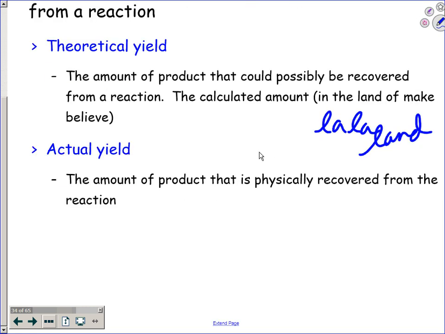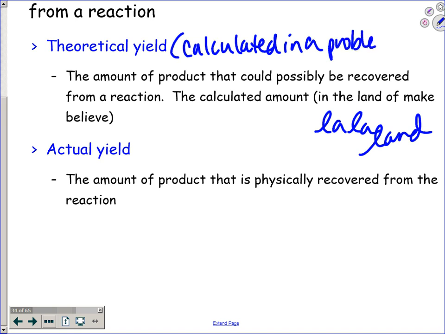In a question, this would be calculated in a problem. You would have to calculate this in a problem, or like on a recipe, it would be given to you, like theoretical yield is 24 cupcakes or whatever that may be.